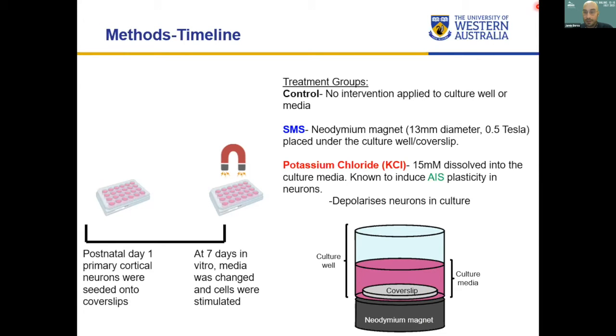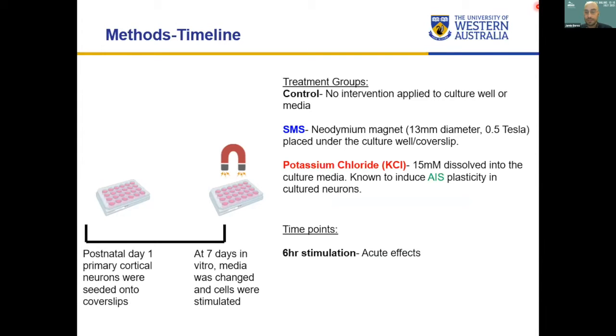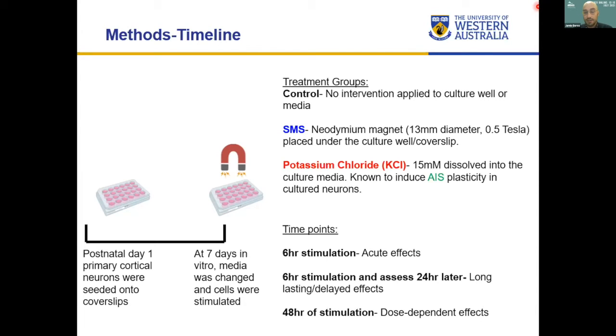And then we also had an additional treatment group of 15 millimolar potassium chloride dissolved into the culture media. This is known to depolarize neurons in culture, and it's known to induce AIS plasticity in neurons. And they typically show morphological changes that reduce neuronal excitability. So this is our positive control. And we assess this at different time points. So 6 hours of stimulation to assess the acute effects, 24 hours after this 6-hour period to see if there are any long-lasting or delayed effects. And then also an additional group of 48 hours of constant stimulation to see if there were any dose-dependent effects.